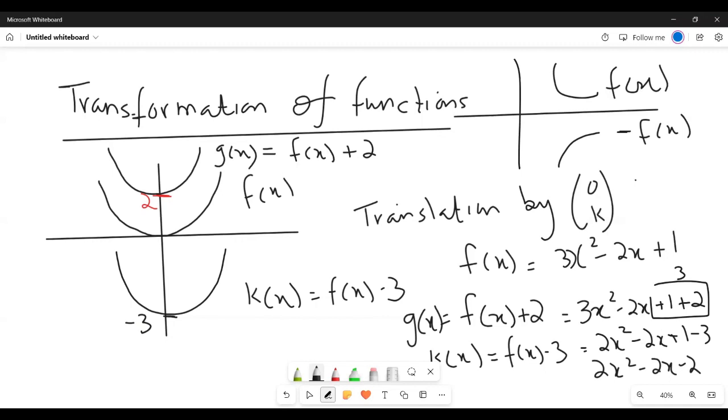Yes. All right. So have you understood this? That if fx goes 2 units up, it becomes fx plus 2. And if it goes 3 units down, it is fx minus 3. All right. Okay.